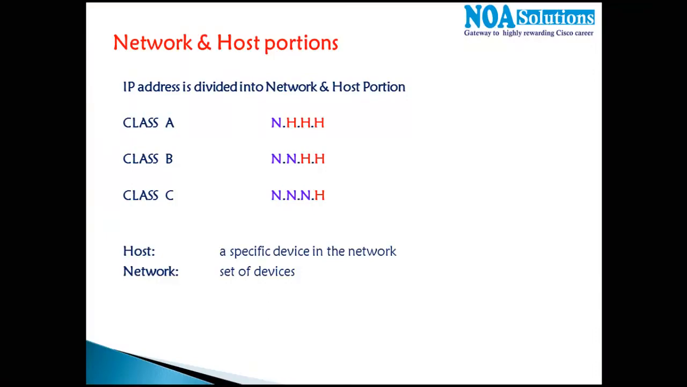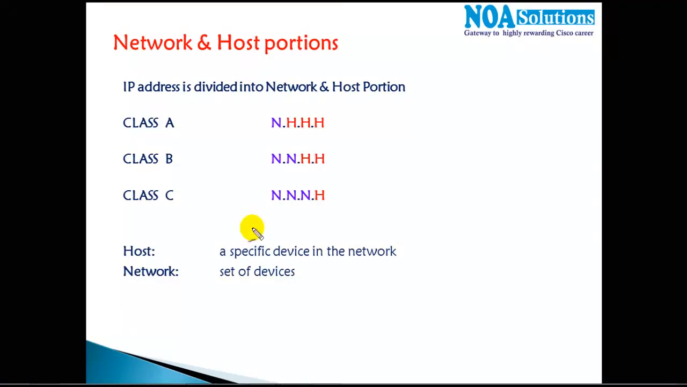So the next thing we need to understand about IP addressing is network and host portions. Whatever addresses we have, like we have 4 portions of addresses, 1 2 3 4, these portions are further classified into 2 parts: the network part and the host part, or we can say network portion and host portions.